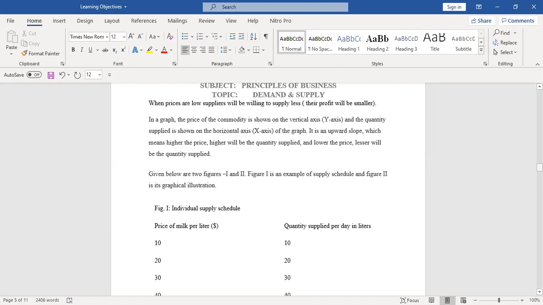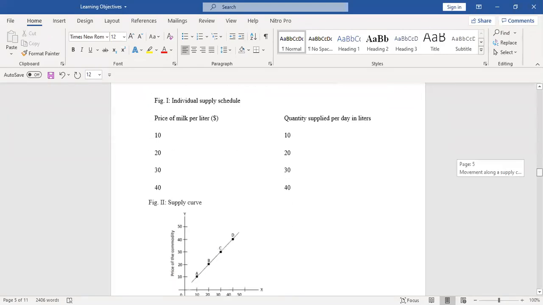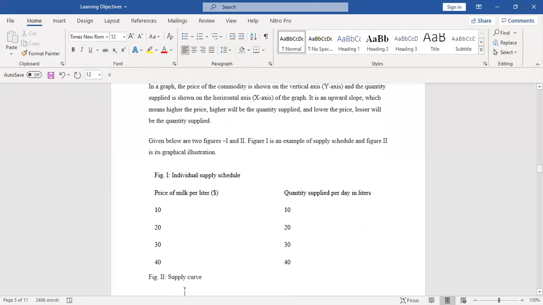Given below are two figures, 1 and 2. Figure 1 is an example of the supply schedule, and figure 2 is an example of the supply curve itself. So let's look at the supply schedule. And when you hear the term schedule, don't get confused and don't get flustered. Schedule simply means table. It's a table showing you the price of milk in this case and the quantity supplied at that price. So when the price is $10, the quantity supplied in milk is 10 liters.